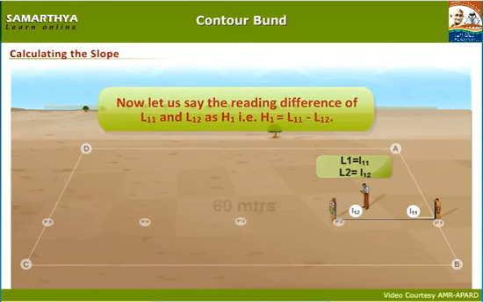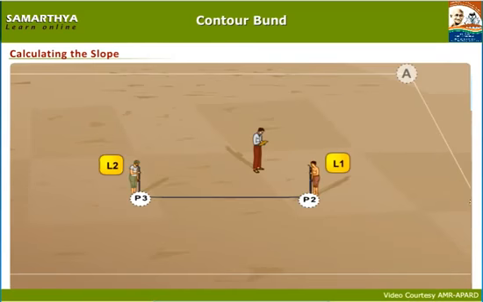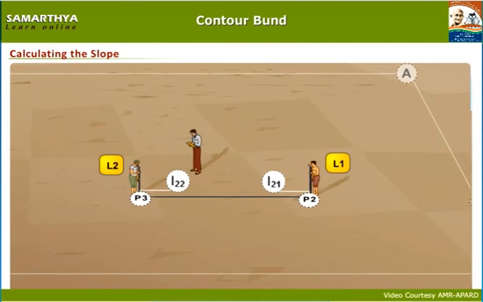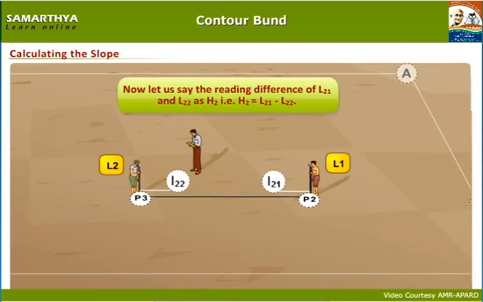As shown on the screen, keep L1 at the point P2 and L2 at P3. Now let us say the reading in L1 as L21 and reading in L2 as L22. Now let us say the reading difference L21 minus L22 is equal to H2.